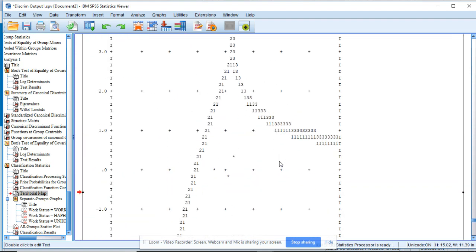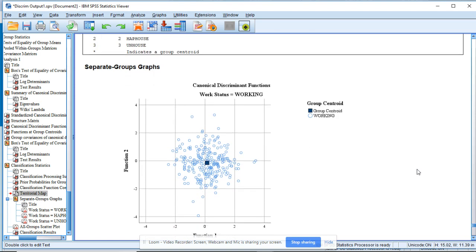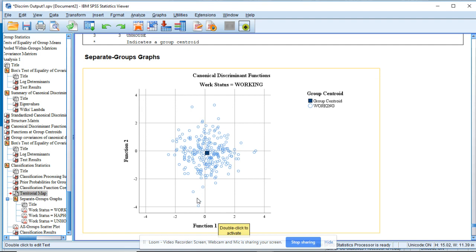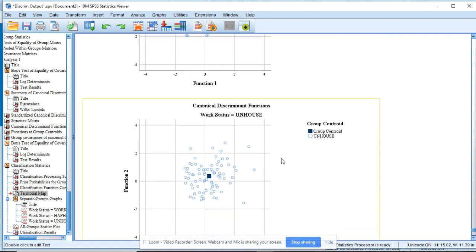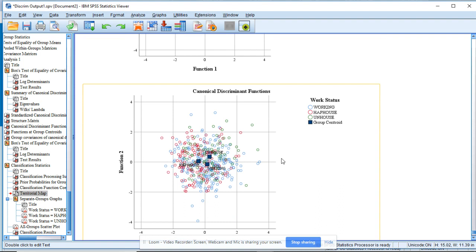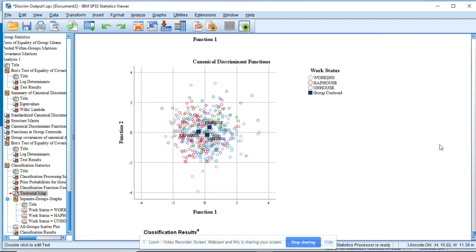We're going to go down here to our plots, and the group centroid, think of that as the central composite score or the mean composite score. And here in the first equation for the working women, it's pretty close to 0, and here it's pretty close to 0 as well. So that's kind of right in the middle. Then for each of the groups, it plots it in a combined plot, and so it shows how these groups relate together.